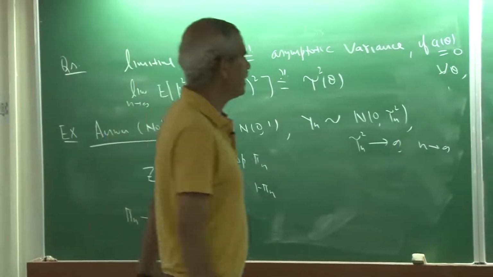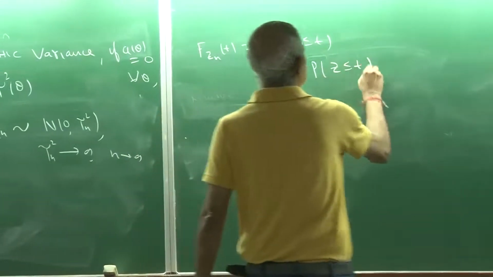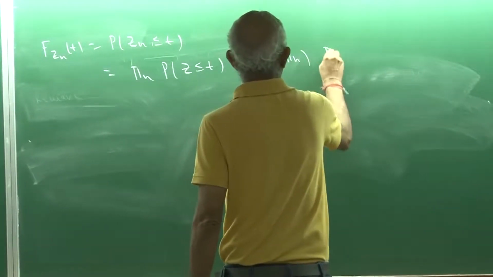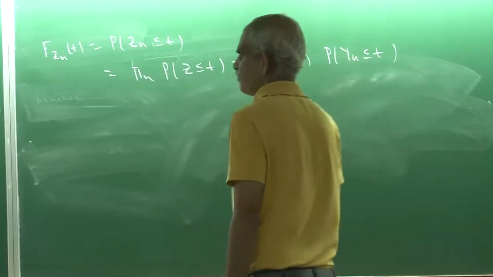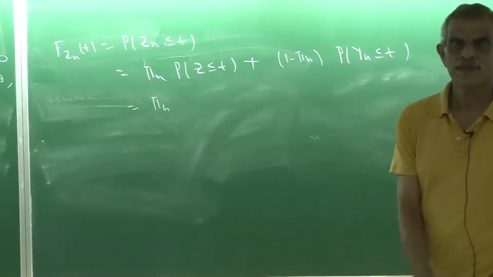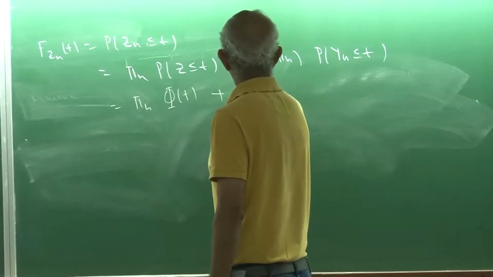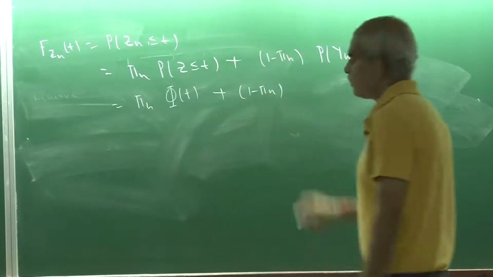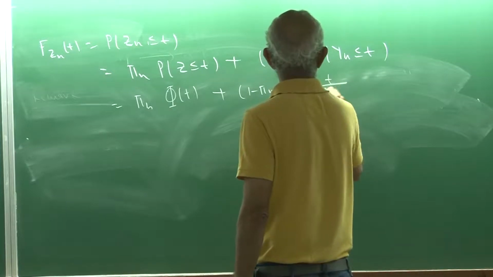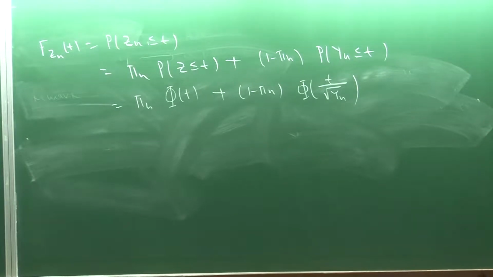So let's look at the probability Z_n is less than or equal to t. That is the same as pi_n times the probability Z is less than or equal to t, plus 1 minus pi_n times the probability that Y_n is less than or equal to t. All right, so this is the same as pi_n times phi(t), since Z is normal 0, 1, plus 1 minus pi_n times phi(t over tau_n), because Y_n is normal with mean 0 and variance tau_n square.